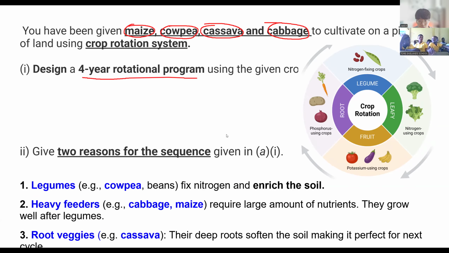Year one. Yeah, cowpea. I think I heard cowpea, and that is right. Why? Because cowpeas are legumes, right? Year two: cabbage. Yes, there come the leaves, right? After the legumes are the leaves. So cabbage, that's correct.